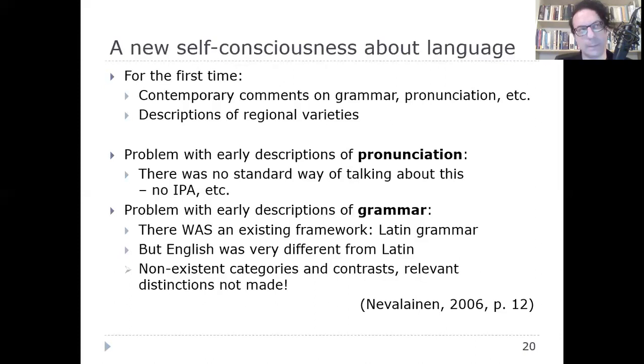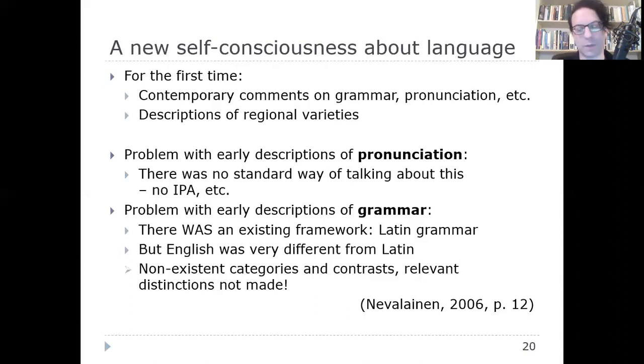So this means, or might mean, that there might be non-existent categories and contrasts made in the English language, or that relevant distinctions for English were not made in these grammars. For example, Latin had an inflected passive, right? English doesn't have anything like that. At the same time, English at this time already is starting to have something like a perfect aspect, a perfective aspect, which doesn't really occur in Latin, and so on.